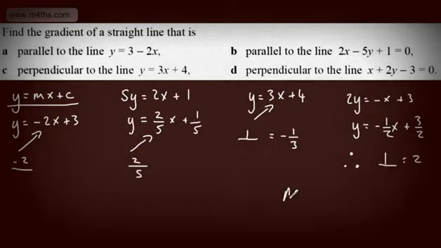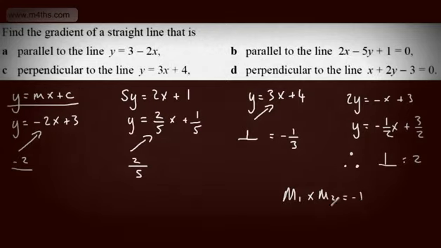Later on in your studies, you'll write m1 multiplied by m2 is equal to minus 1 for a perpendicular. But all we need to do is recognise that we turn the fraction upside down and multiply it by minus 1.